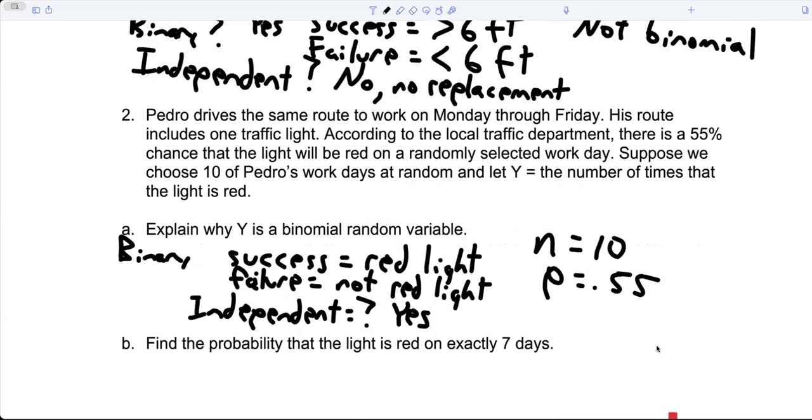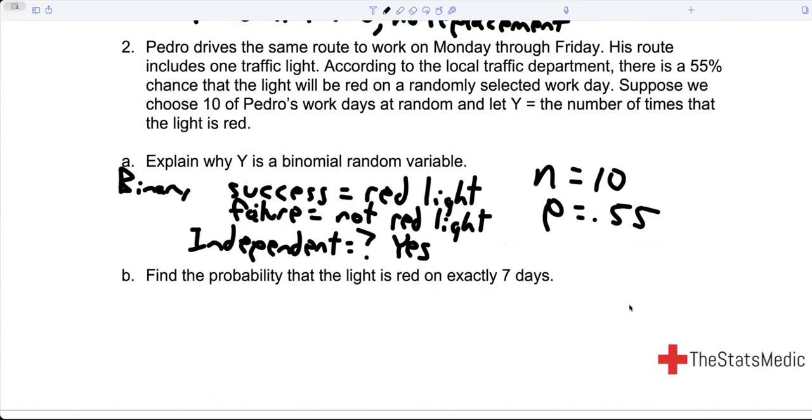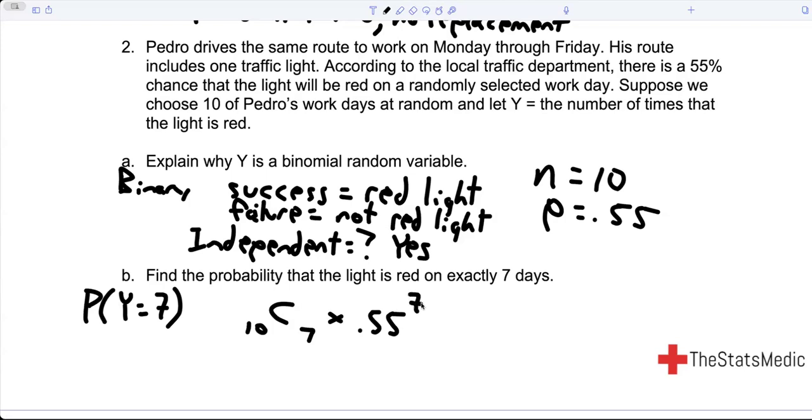And so look at the next problem. It says find the probability that the light is red on exactly 7 days. So we're going to use our formula. We want the probability that Y is equal to 7. There's 10 trials, so we're going to do 10 choose 7 times the probability of success, 0.55, raised to the what? How many successes in this case? 7. So this is going to be 0.55 raised to the 7th power.